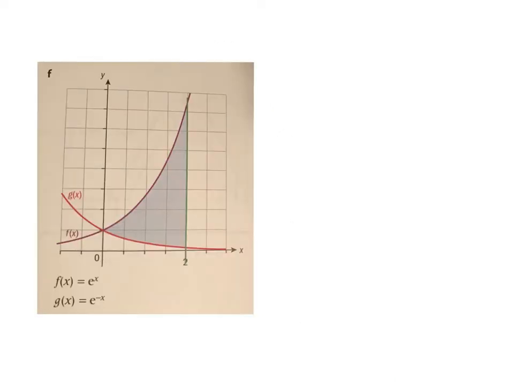Okay, this is a little bit more classic of one. We've got an upper curve, we've got a lower curve, we've got boundaries. It's going from 0 to 2. So in this case, it really is going to just be the integral from 0 to 2 of the upper curve, which in this case happens to be e to the x, minus the lower curve, which happens to be e to the -x dx. Plug that into your calculator, and you're good to go.